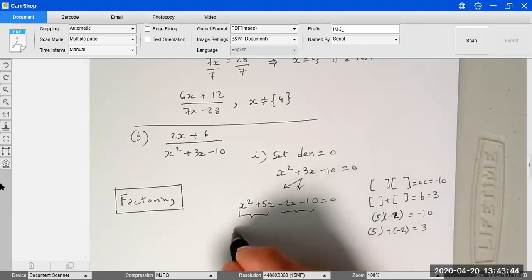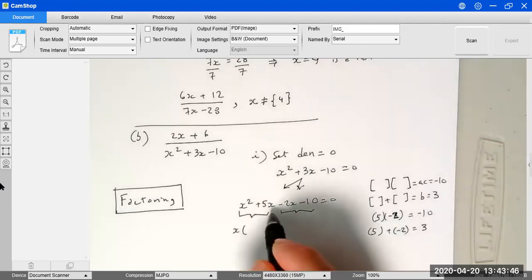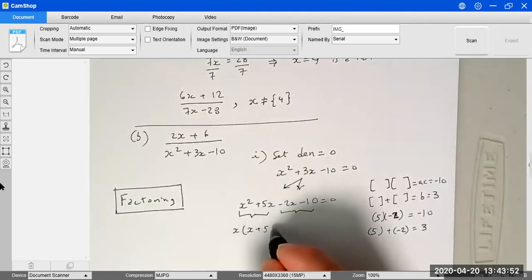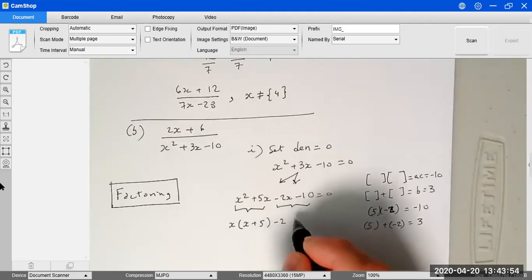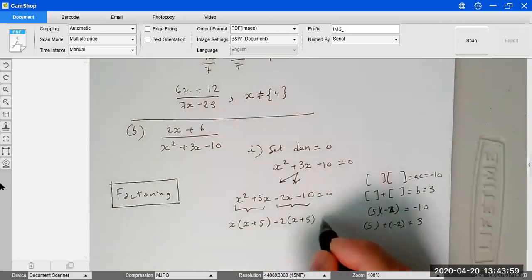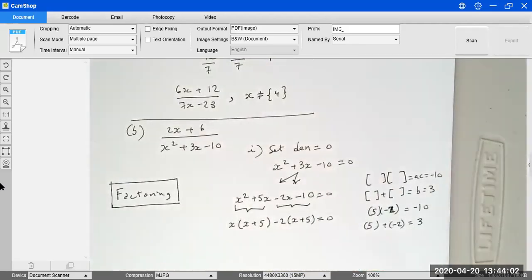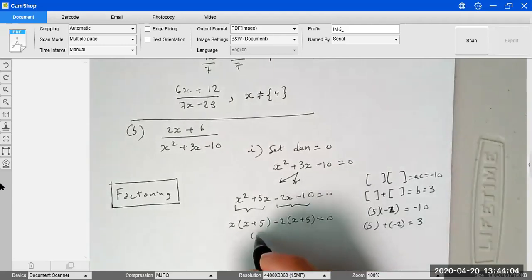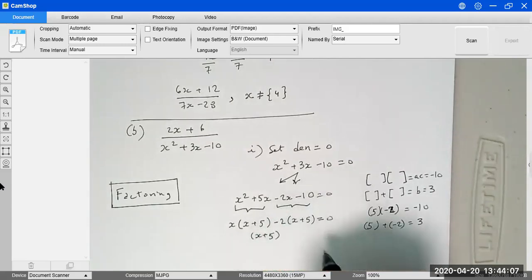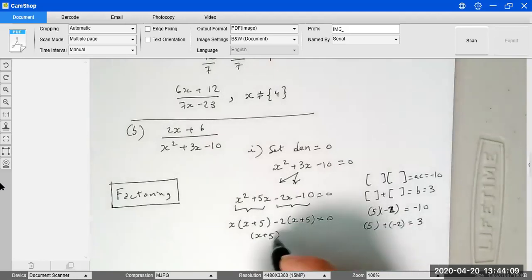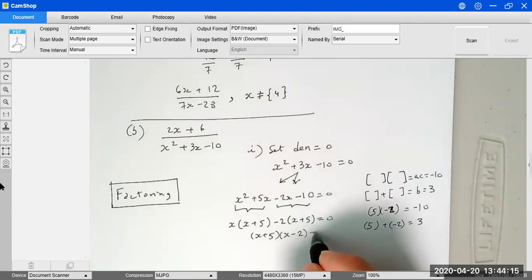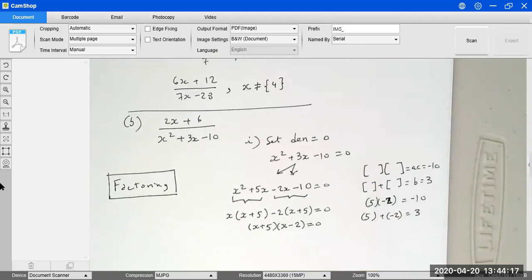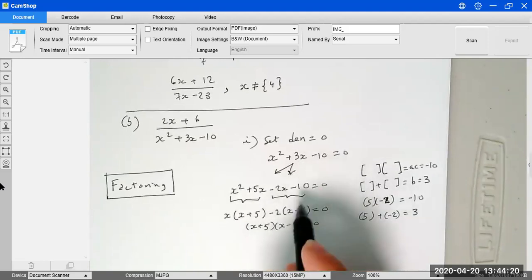You're going to get x as the greatest common factor of the first group, and then x plus 5. Then negative 2 is the greatest common factor of the second group, and you get x plus 5 too. Finally, you take the common binomial as a factor, times a binomial containing the greatest common factors. These are the denominator factors.